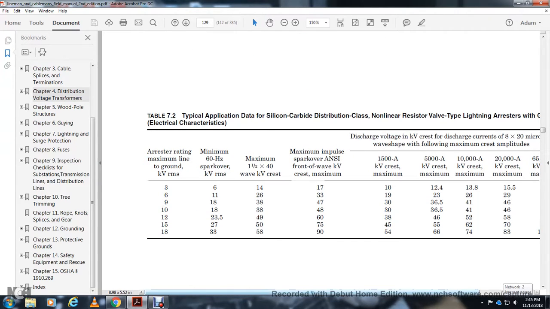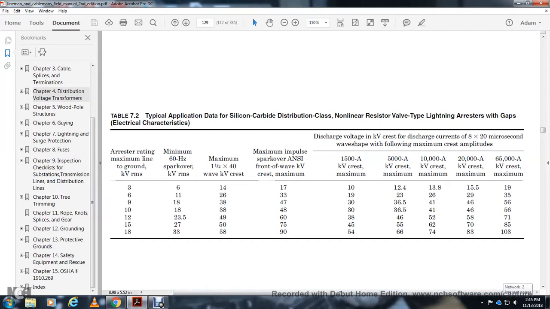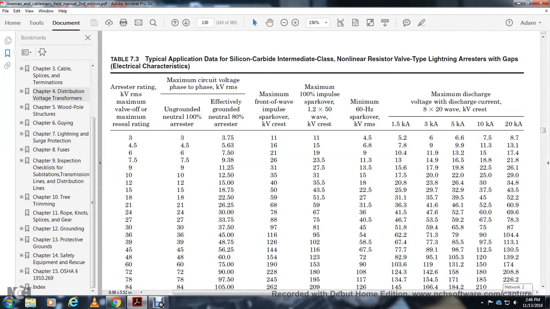Table 7-2, typical application data: silicon carbide distribution class nonlinear resistor valve type lightning arresters and gaps. Arrester rating, maximum ground line kilovolts root mean squared, minimum 60 hertz spark-over kilovolts root mean squared, maximum 1.2 by 40 wave kilovolts crest, maximum front wave spark-over kilovolts crest, and then the discharge voltage in kilovolts crest with the discharge current of 8 by 20 microsecond wave shape, with maximum crest amplitudes of 5,000, 10,000 and 20,000 amps.